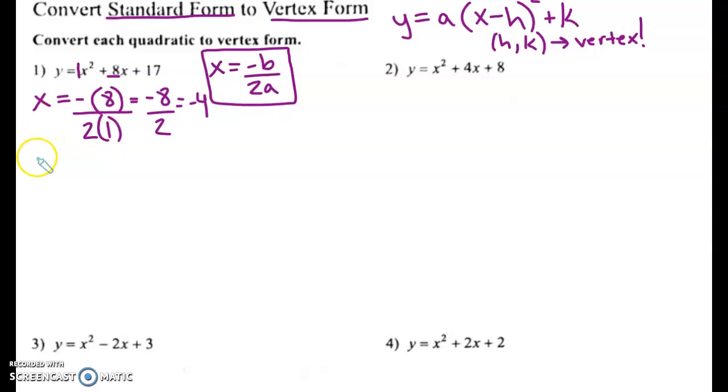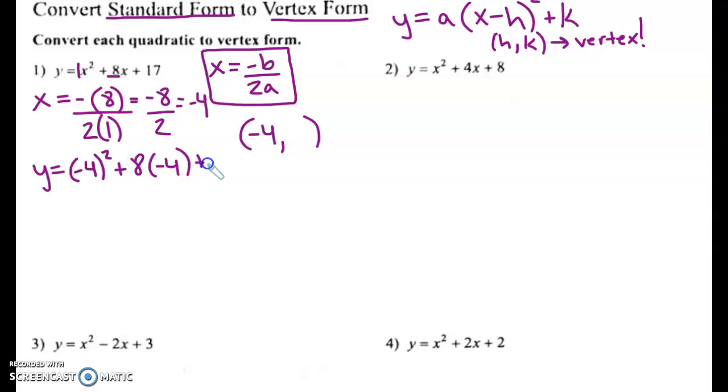Now what? I have the x value of my vertex. I need to find the y. How do you find the y? Yes, you plug it back in to the equation. Up here, everywhere you see an x, we're going to plug in negative 4. I'm going to use parentheses because it's negative. It could screw some things up.